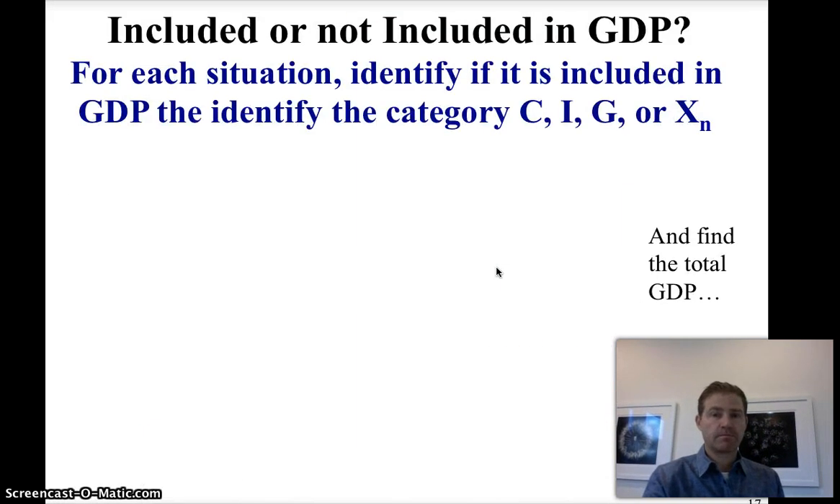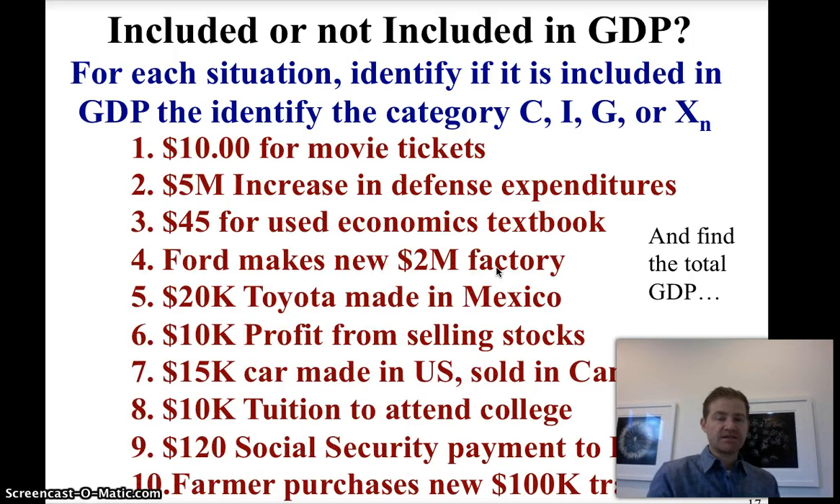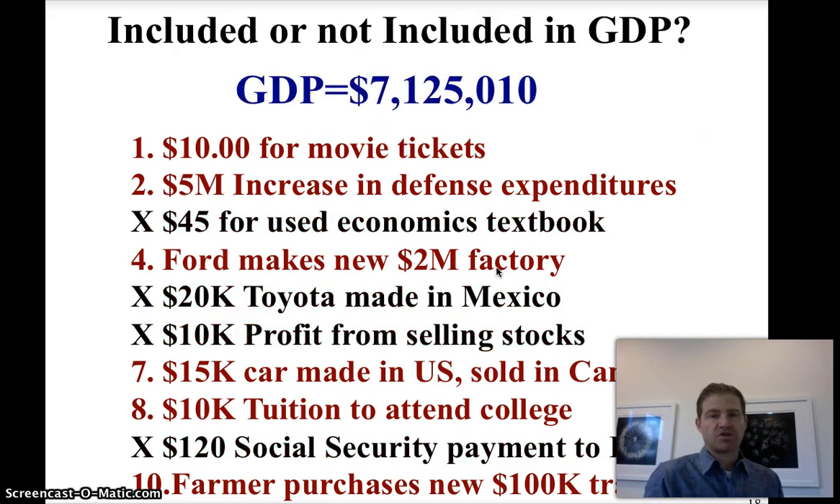There you go. So what's included and what's not included? Pause the video and take a moment to calculate the final GDP and to decide what category each goes into. So go ahead and pause the video now. So you should have come out to a GDP of $7,125,010. $10 for movie tickets, in consumption. $5 million increase in defense expenditures, that's going to be government spending.